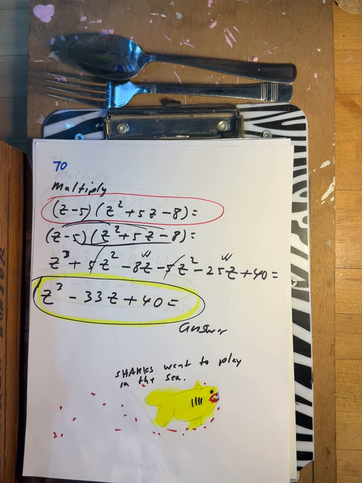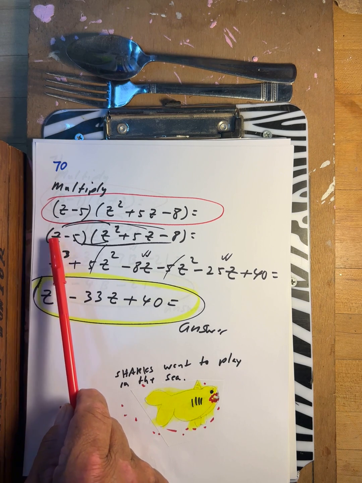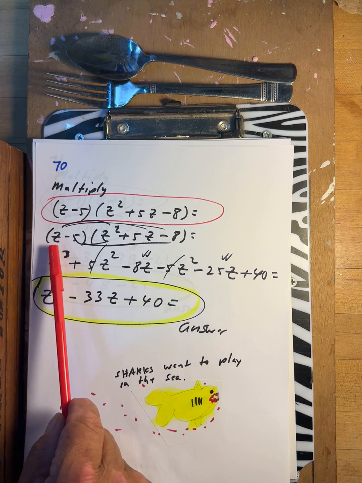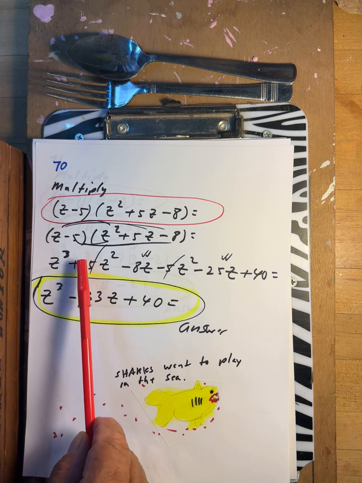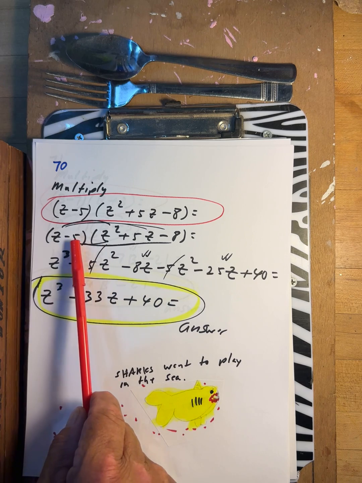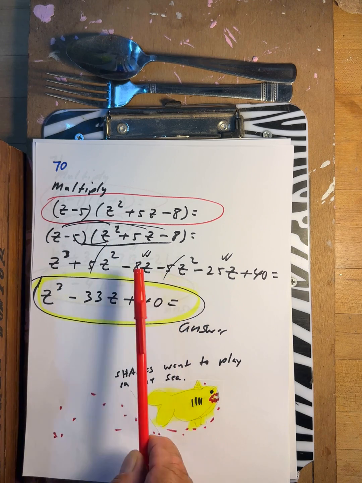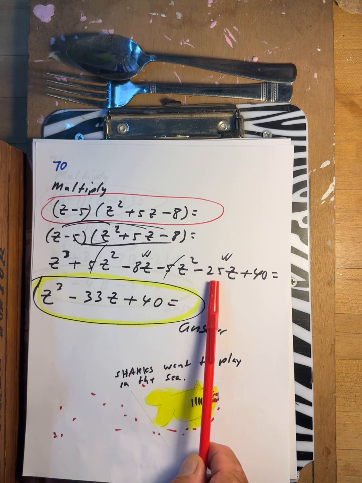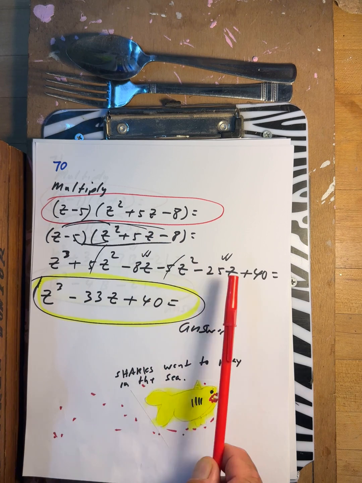Multiply, a little bit harder. So, z times z squared is z cubed. Z times this is 5z squared. And z times that is negative 8z. Now the next one, negative 5 times this, negative 5z squared. Negative 5 times this is negative 25z. And negative times negative is a positive 40.